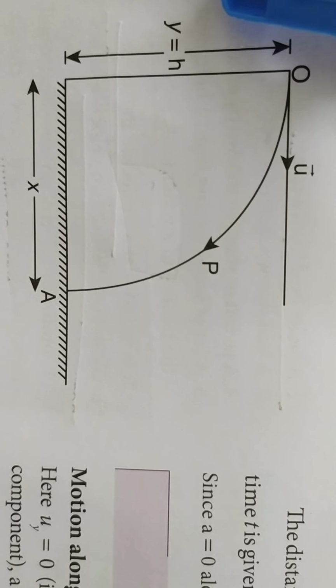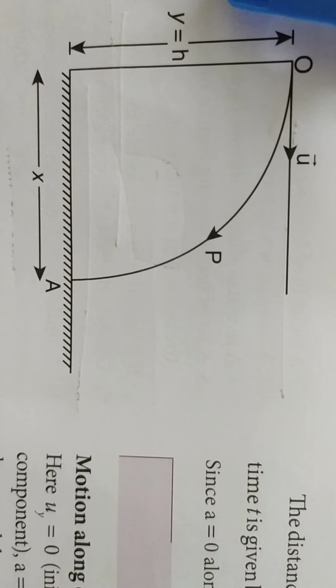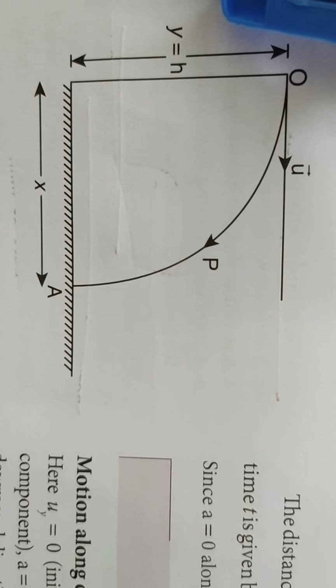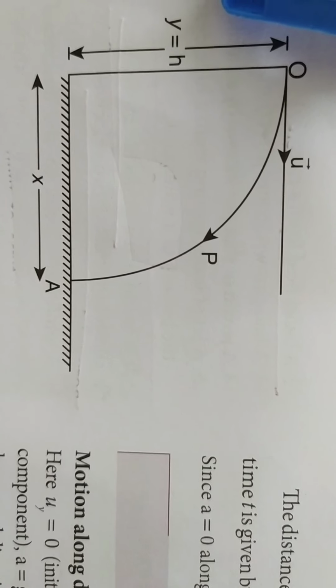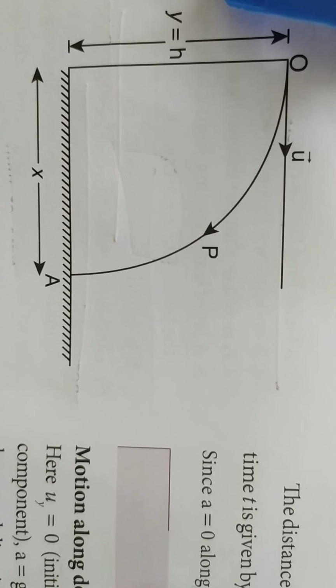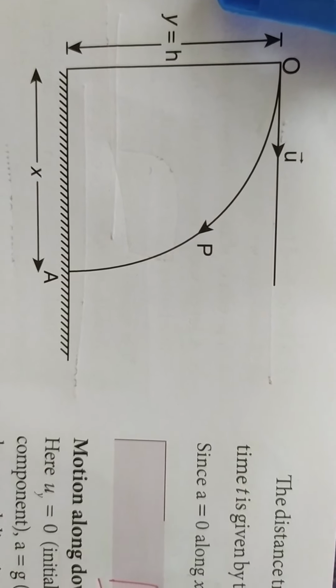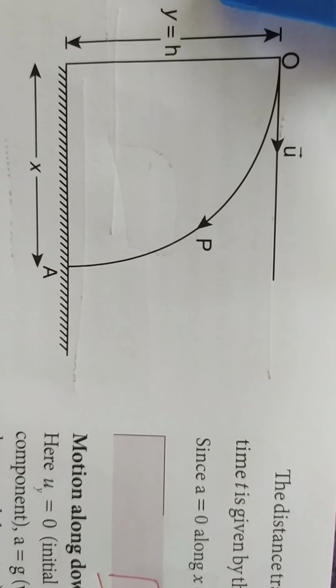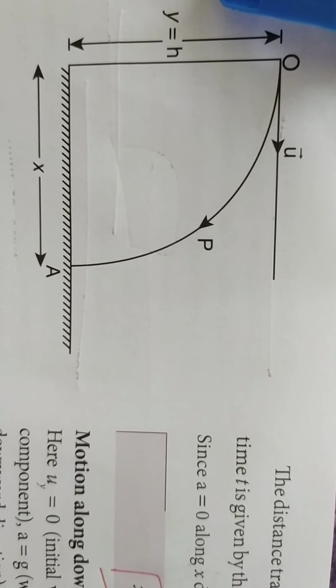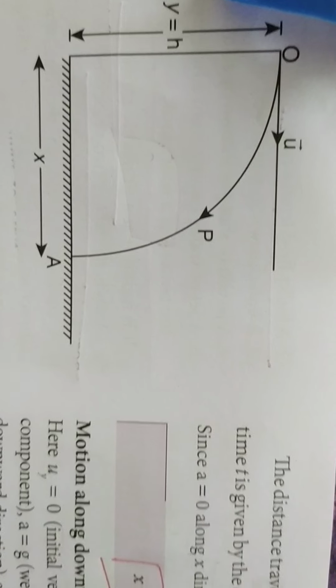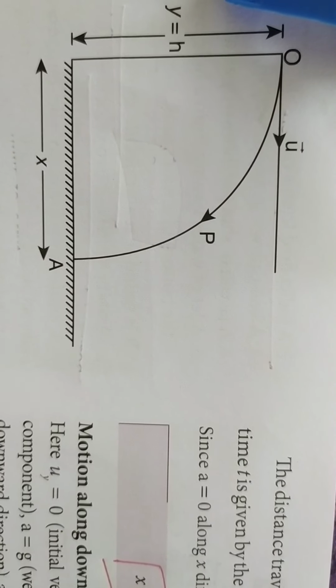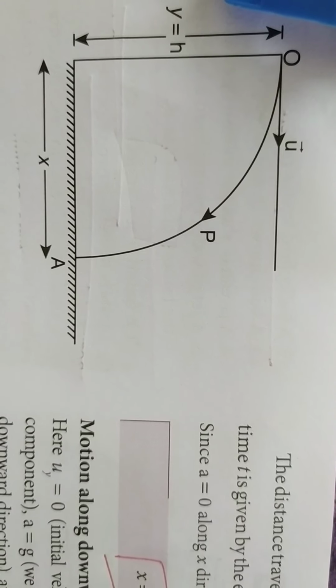And here you see an object is thrown from the point O, and let the height be h, that is, from the height of a building you are throwing an object. This is the horizontal projection, and u vector is the initial velocity, and it reaches a point A on the ground. So x is called the range. Range means the distance between the origin and the point where it reaches the ground.